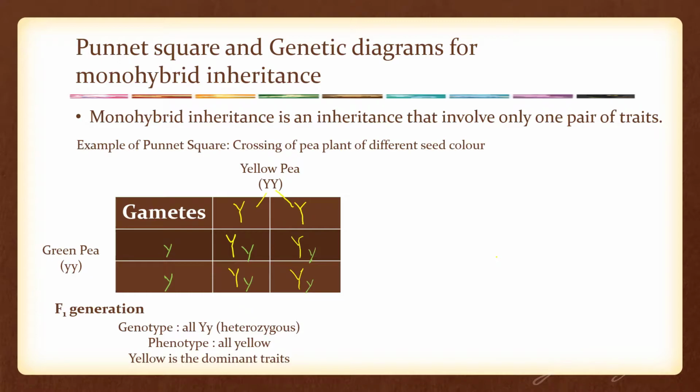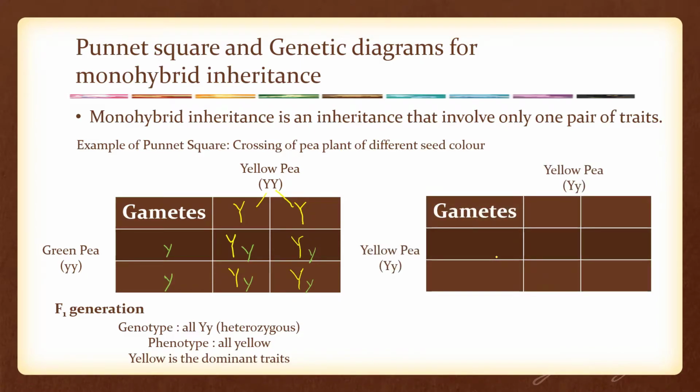Next, let's do a cross of the F1 generation. So F1 generation, let's self-fertilize them. So what gametes will this yellow pea have? It will have the big Y alleles and one small y alleles. The other sex organ will produce gametes that have the big Y alleles, and the other 50% will have the small y alleles. So it is possible for these gametes to fertilize these gametes.